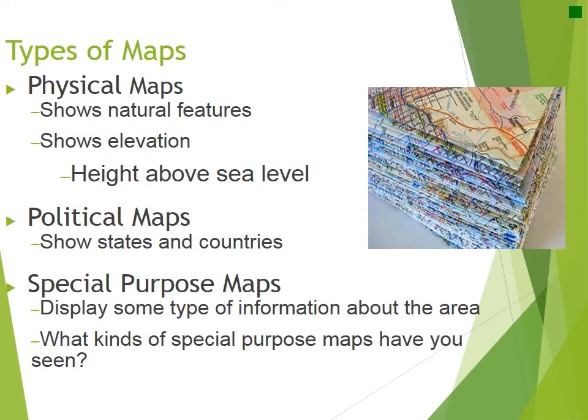Another type of special purpose map that you'll see, as the example that I have on here, is an election map. You've all seen those election years when it shows you this map and the states are either red or blue. They're red if they voted Republican, and they're blue if they voted Democrat generally. But again, that's information you can find in the legend.